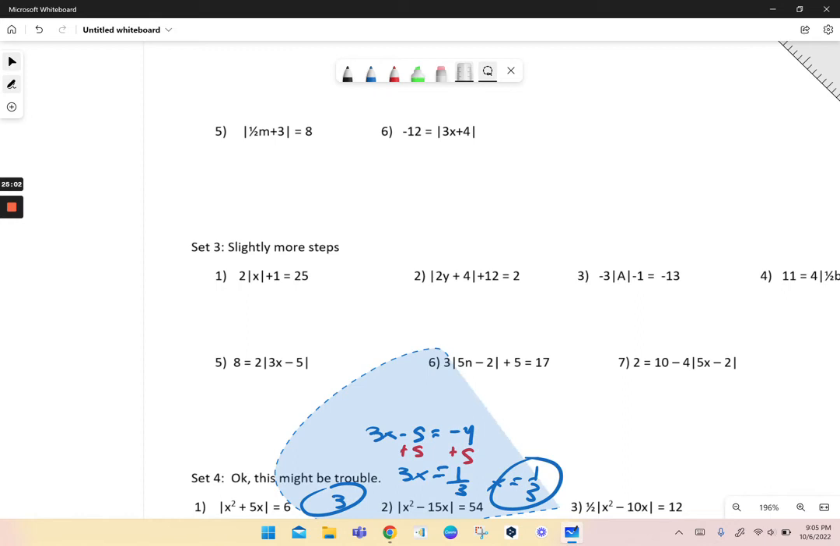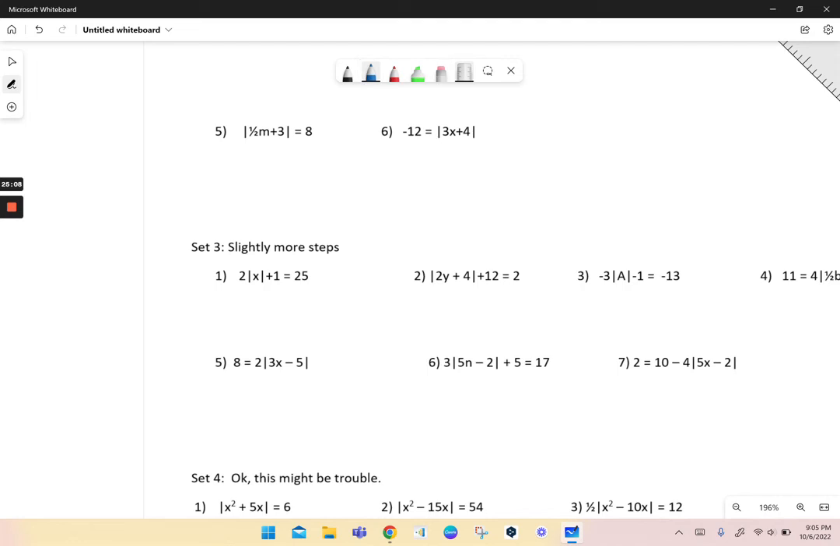Okay, next one. Almost done with this lesson. All right, we need to get the absolute value by itself. So subtract 5. Guys, you can do two steps at once if you want. You subtract 5, you get 12. We know we're going to divide by 3 next because it's multiplying by 3. We get 4. So you can cancel out both things at once if you want. I subtracted the 5, then I divided by 3. It's fine. We've got the absolute value by itself.